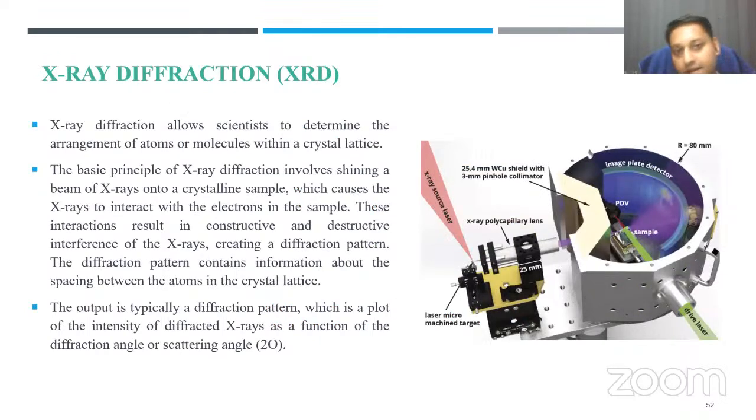Then coming to another very important characterization technique, that is called X-ray diffraction. X-ray diffraction is used to determine the crystallinity or crystal nature of a material, and from there the composition of a material can also be determined using X-ray diffraction.